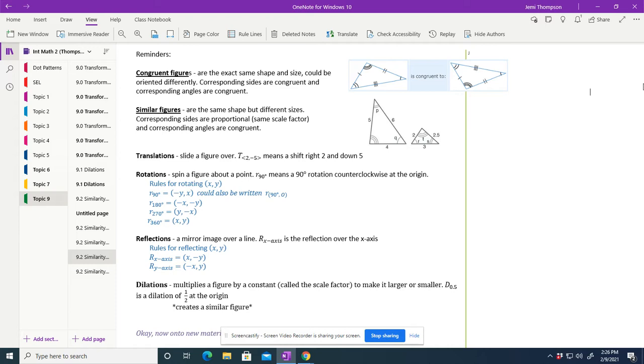So just to get started, what are congruent figures? Congruent figures are figures that have the same exact shape and size. So corresponding sides are congruent, they have the same length, and corresponding angles are congruent, they have the same degree measurement. They're the exact same, they just might be oriented a different way. Similar figures are the same shape but different sizes. So think about something being extended out or shrunk down by a common scale factor. So for here, corresponding angles are congruent, the corresponding sides are proportional.